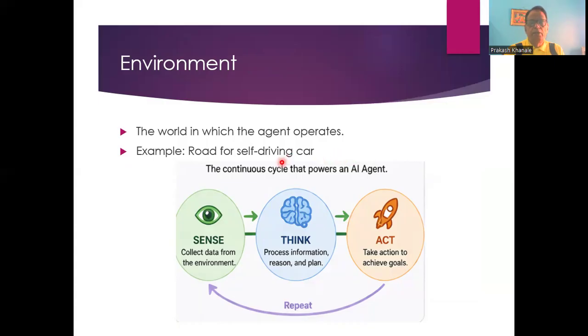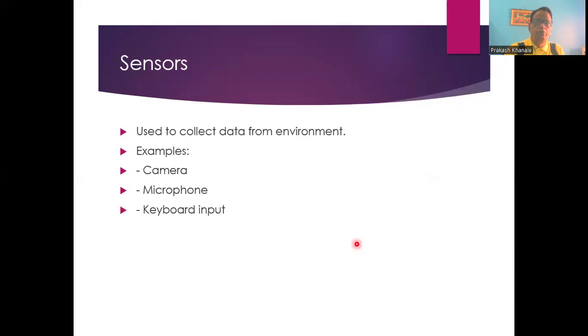For example, if we are making use of agentic AI for a self-driving car, then the road environment is the environment for the AI. Sensors such as a camera can be used for collection of the data from the roadside or environment. Then the agent will think over it, process the information, give reasoning, and plan what kind of action is to be performed. And then there are certain actuators, and the action will be taken in order to achieve the goal.